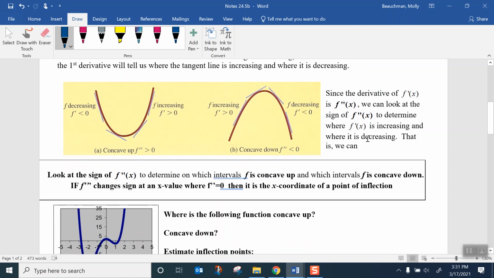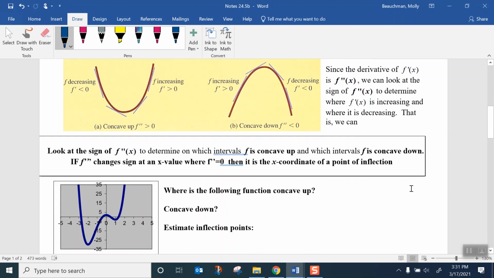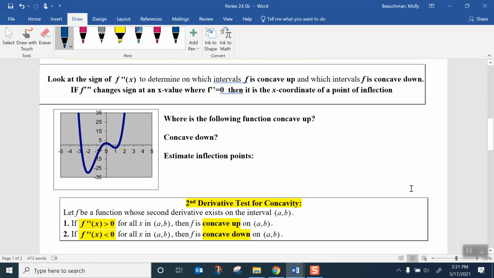So how do we figure out whether a function is concave up or down? We have to take a look at the second derivative. It tells us the rate at which our slopes are changing. If we take a look at a graph, where's the following function concave up? The function is concave up until it changes direction right about here. Then the function is concave down until it changes direction again here, and then it's concave up again. The points at which concavity changes are called inflection points.